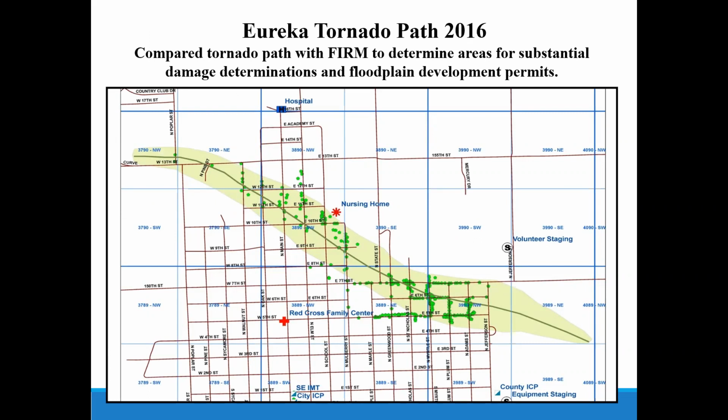Part of post-disaster stuff, as I said, is figuring out where your special flood hazard area structures have been damaged. And so this is the Eureka tornado path in 2016. So they quickly put out this map where you have the path of the tornado and then where that intersects with the special flood hazard area. And they often coincide as far as tornadoes. And so you compare that path with the FIRM to determine where you're going to have to go and do these assessments and where people are going to need permits.